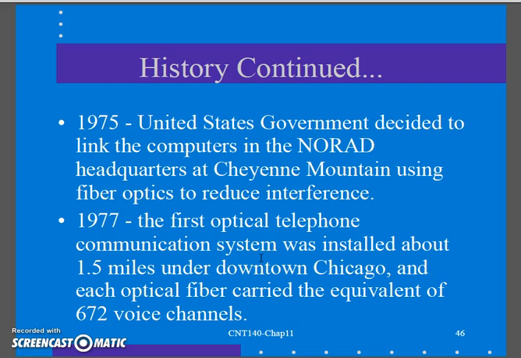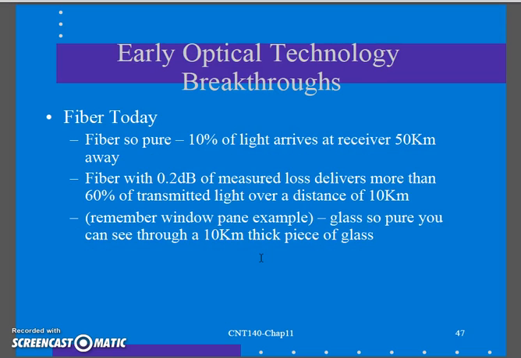1975, government started linking all important computers, NORAD computers, using fiber optics. 1977, telephone communication system installed, miles of fiber optic connecting buildings and offices and COs and those sorts of things.